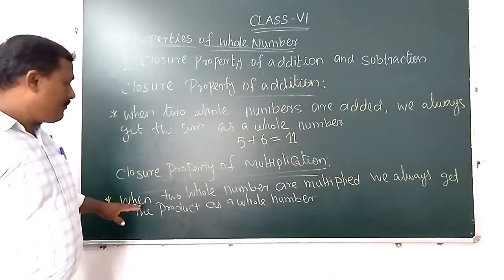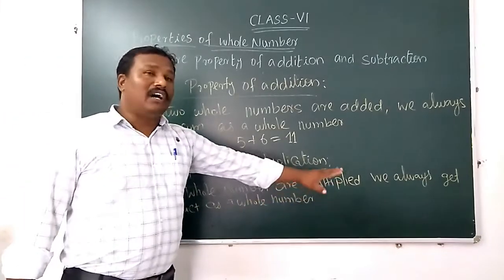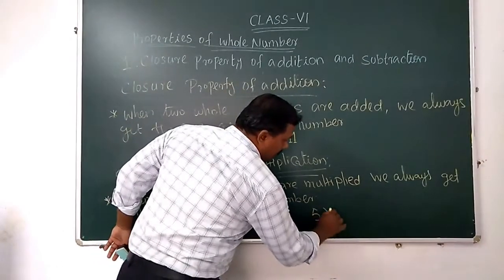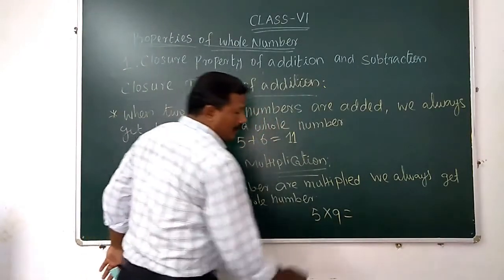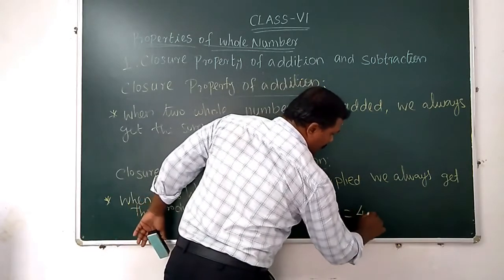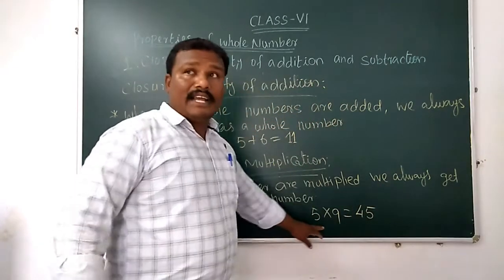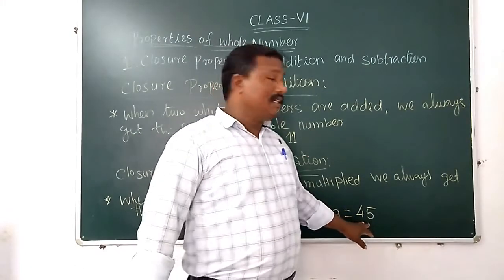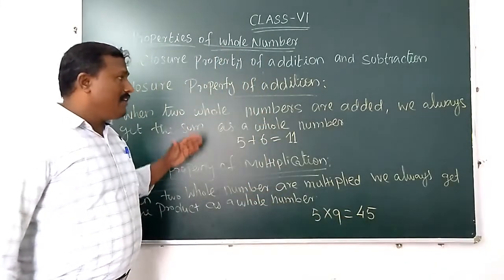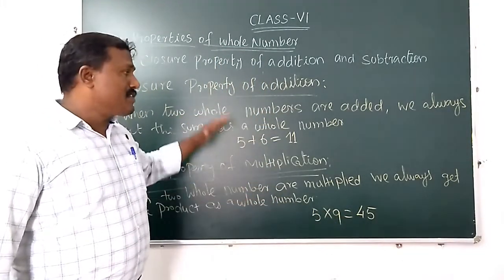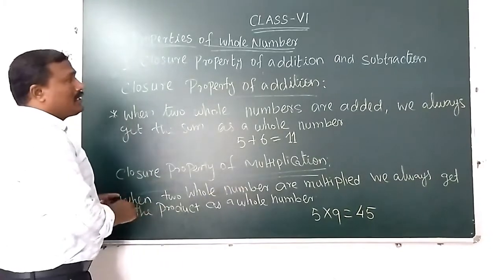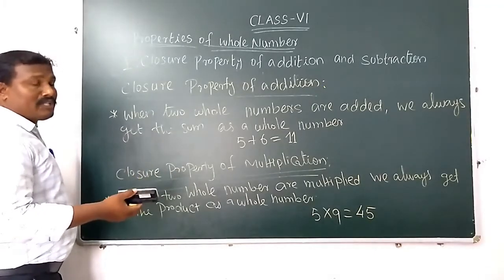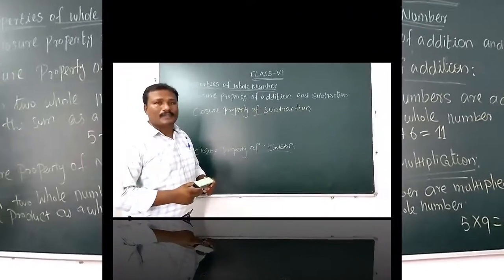When two whole numbers are multiplied, we always get the product as a whole number. Example, 5 into 9, the answer is 45. So 5 and 9 are both whole numbers, and the product 45 is also a whole number. So the closure property, when we are doing addition and multiplication, gives a whole number only. But for subtraction and division, it gives wrong results. It is not supported by the closure property. You will see next.